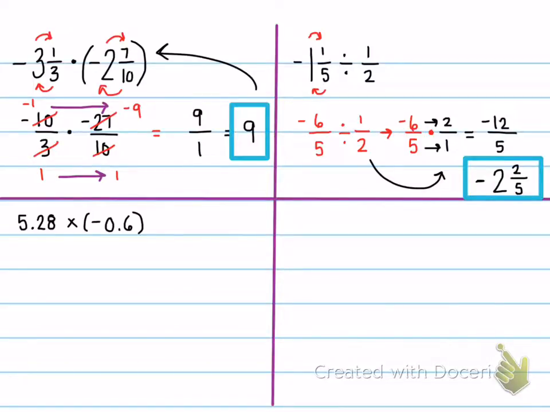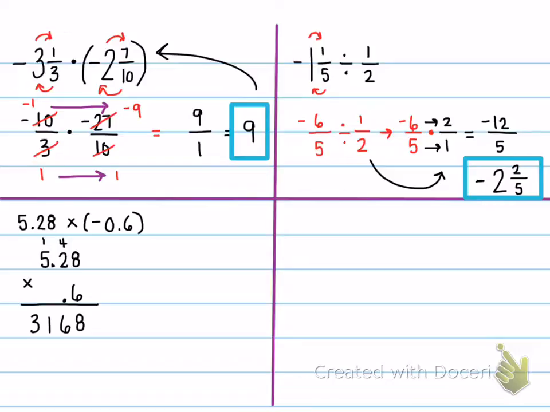When you multiply decimals, remember, you do not need to line up the decimal like you do when you add and subtract. So it's really 5 and 28 times 0.6. All right, so 6 times 8 is 48. Carry the 4. 6 times 2 is 12, plus 4 is 16. Carry the 1. 6 times 5 is 30, plus 1 is 31.